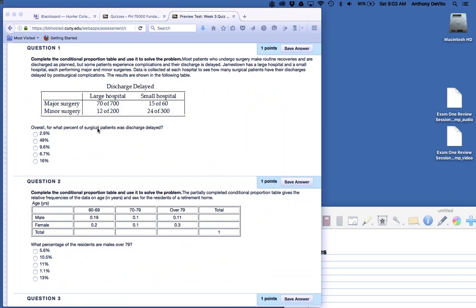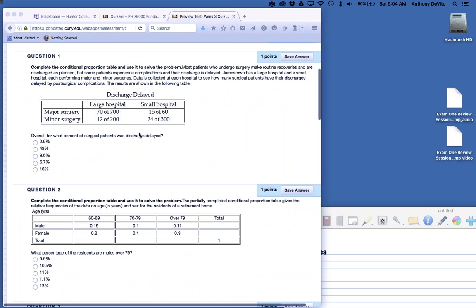Overall, for what percentage of surgical patients was discharge delayed? Okay, so anybody want to take a guess at how we're going to approach that?